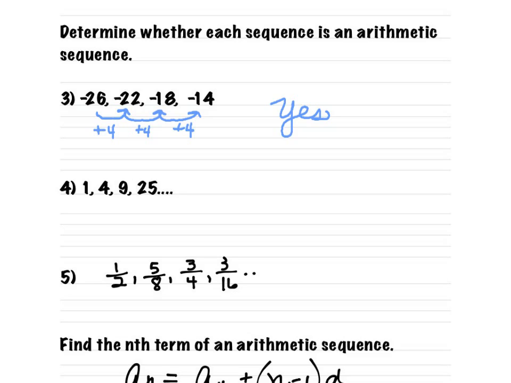Look at number 4 with me. 1, 4, 9, 25. Although this does follow a pattern, it is a sequence, but it is not an arithmetic sequence because there is not a common difference between each successive term. From 1 to 4, we added 3. From 4 to 9, we added 5. And from 9 to 25, you added 16. So there is not a common difference. The answer is no, this is not an arithmetic sequence.